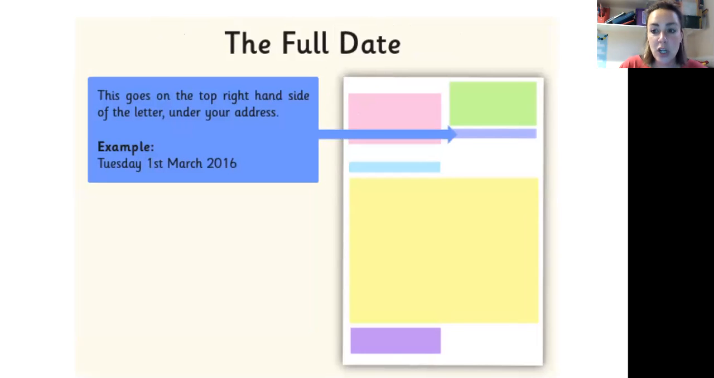In the blue section, which comes under where your address goes, it is the full date. The example they've given is Tuesday, the 1st of March, 2016. So you need to have the day and the date and the year because it's the full date that needs to go there.